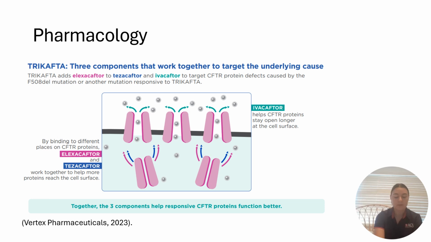Trikafta is a prescription medicine indicated to treat cystic fibrosis in patients aged 2 years and older. For this drug to be effective, the patients must have at least one copy of the F508del mutation in their CFTR gene, or another mutation that has been found to be responsive to treatment with Trikafta.